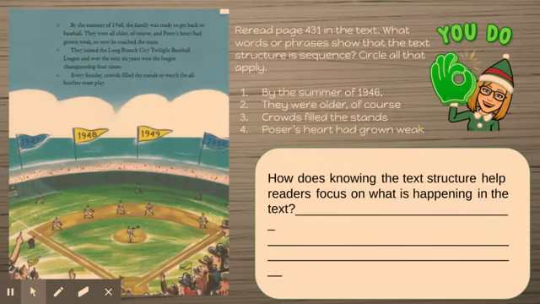All right, for your you do, you are going to reread page 431, and you're going to be looking for the words or phrases that show that the text structure is sequence. You're going to circle all that apply, so you may circle more than one. And then you're also going to answer the question in the white box. How does knowing the text structure help readers focus on what is happening in the text?